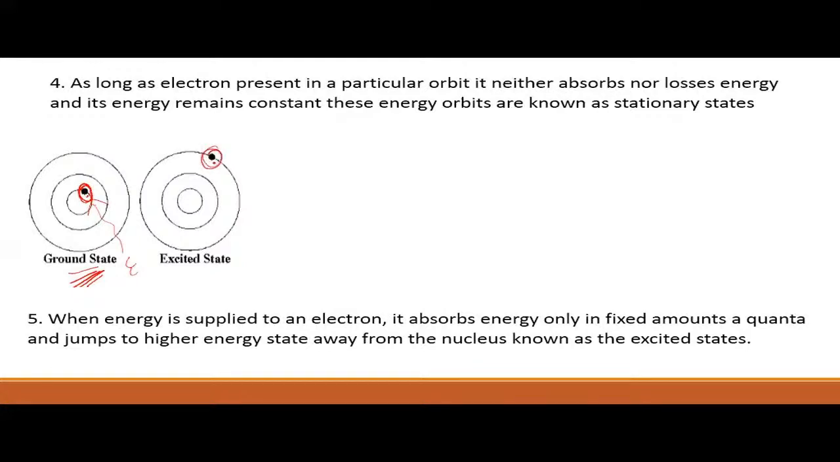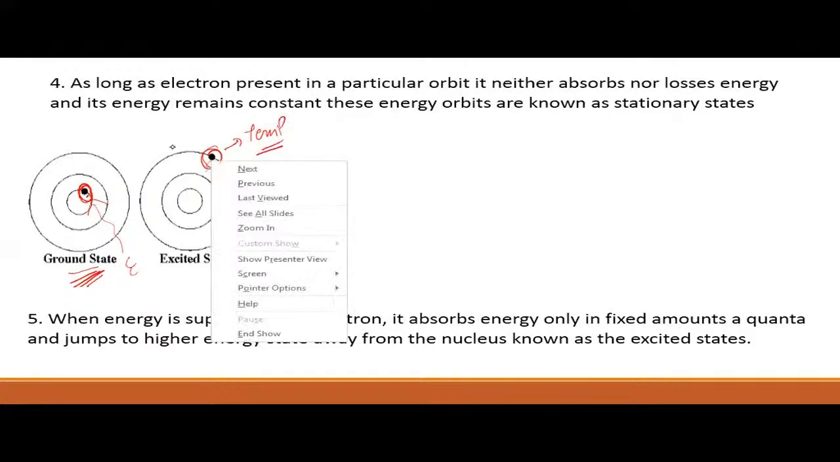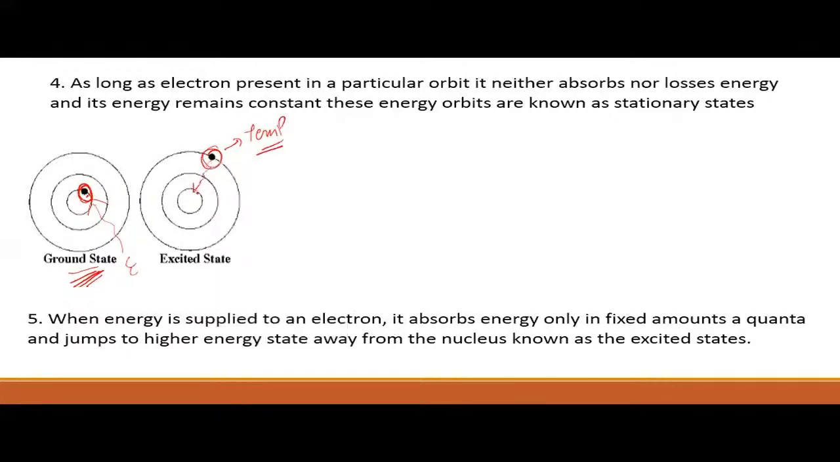So this is the excited state. This excited state is a temporary state. After some interval of time, it loses energy and returns back to its ground state. The energy is released in the form of radiation. That radiation is electromagnetic radiation. So the concept of ground state and excited state is given by Niels Bohr.